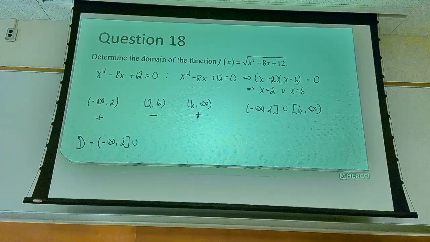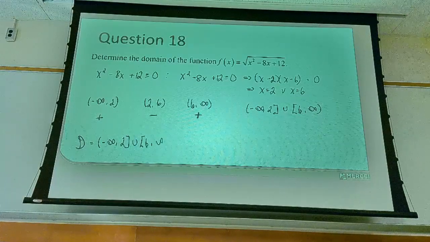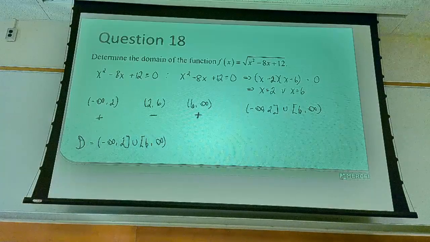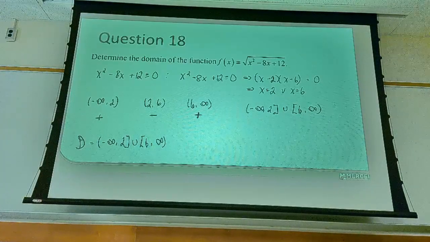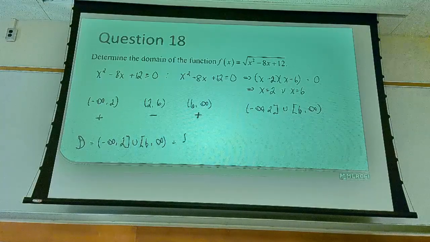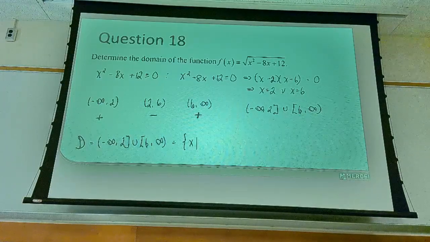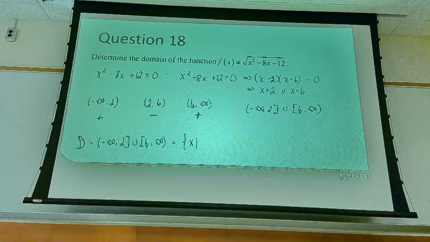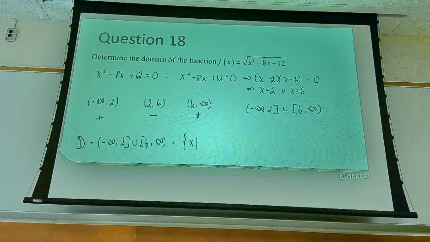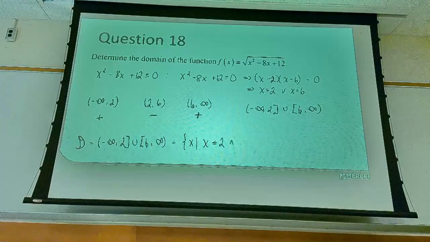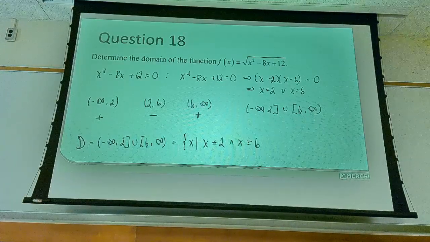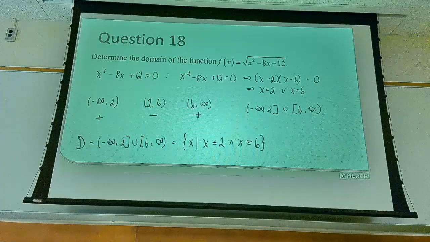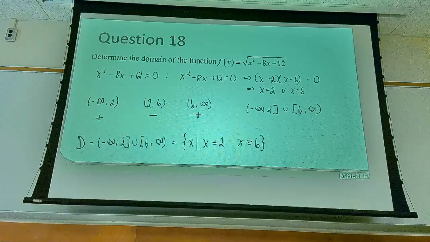Again, the interval notation here is probably the more convenient notation. If we were to write in set builder, it would be the set of all real numbers x, such that x is less than or equal to 2 and x is greater than or equal to 6. I shouldn't say and, it would be or. It can't be less than 2 and greater than 6.